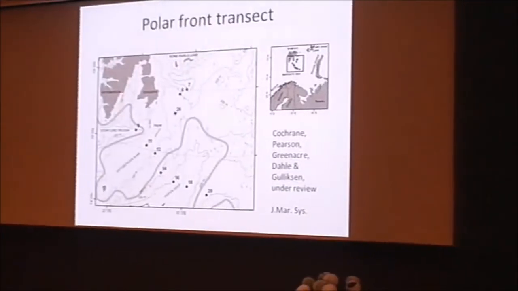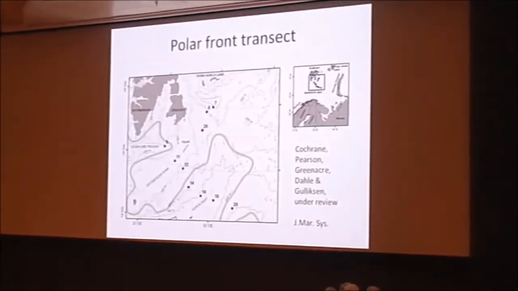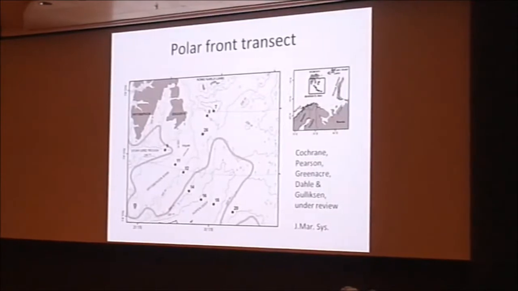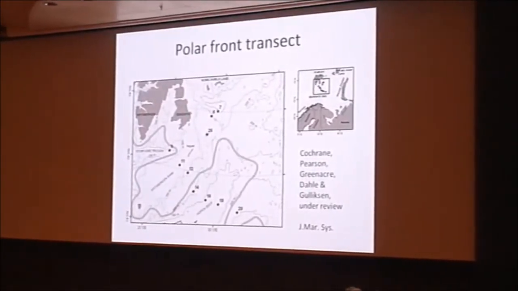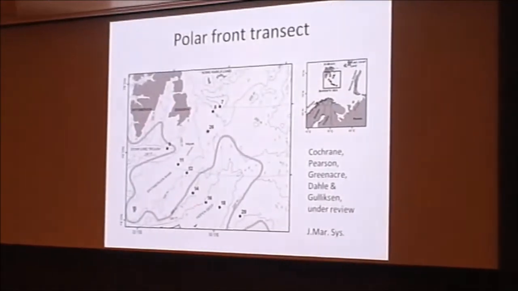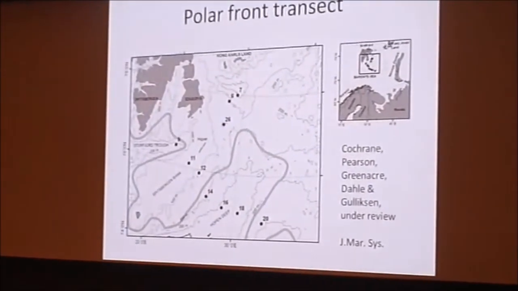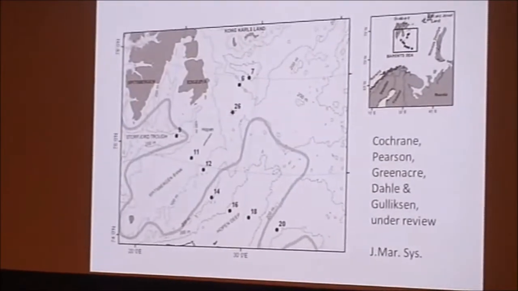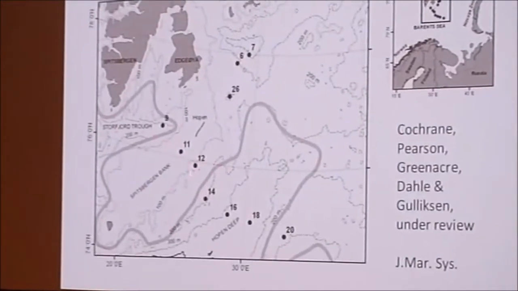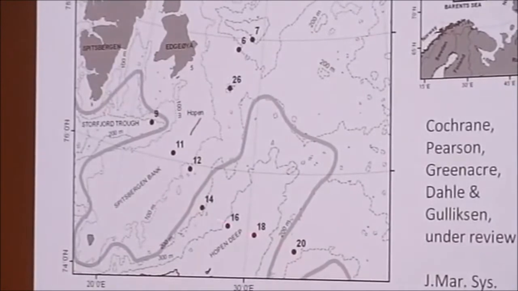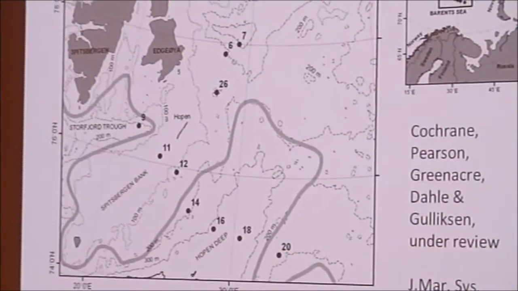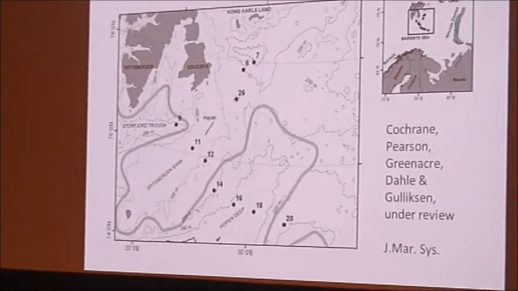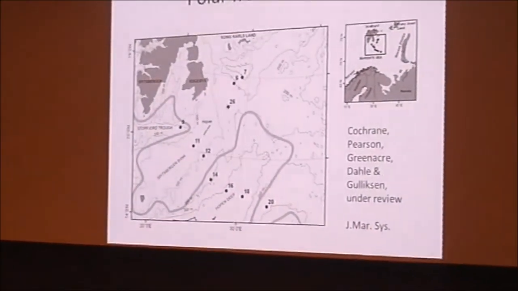So, to the first case study, the polar front transect. Here's Norway, the Barents Sea, and here's the black dots representing a number of stations. The grey line is the average position for polar front. So we're spanning trough conditions to bank conditions, slope, and another trough and a slope, and some various conditions there. This is work that's under review for Journal of Marine Systems at the moment.